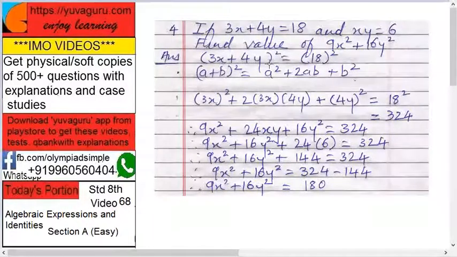So similarly this. Now this is given as 18. So a square means 3x the whole square plus 2ab, 2 into 3x into 4y, plus b square, 4y the whole square equals to 18 square, right? So 18 square is 324. So solve this. 9x square plus 24.